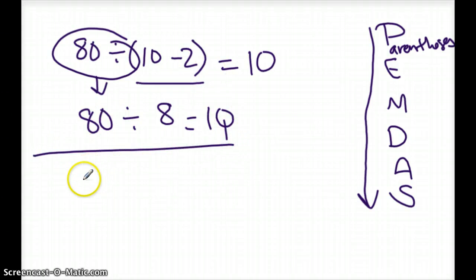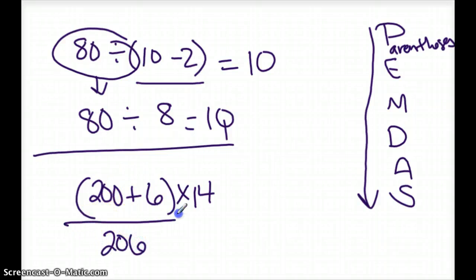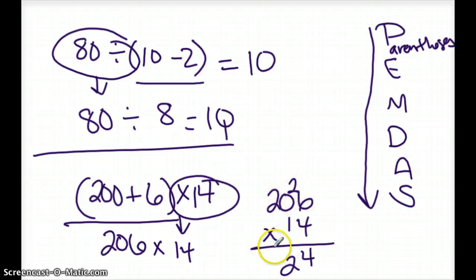Alright, if I have the problem (200 plus 6) times 14, and this is in parentheses, so I do 200 plus 6, which is 206. Then I drop this part down, so I have 206 times 14. So I need to rewrite that. 4 times 6 is 24. 4 times 0 is 0, plus 2 is 2. 4 times 2 is 8.